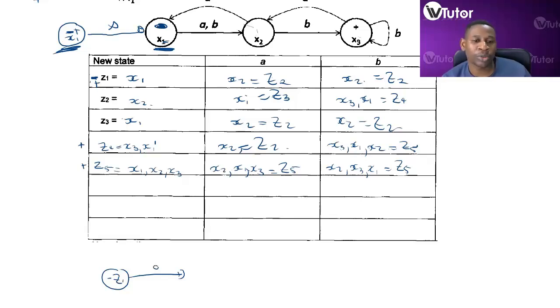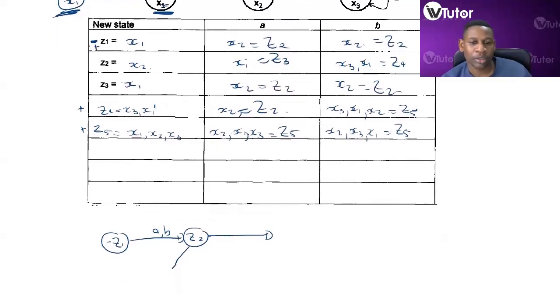With an A, you go to Z2. With a B, you go to Z2. Z2, with an A, you go to Z3. You go to Z3. With the B, you go to Z4.